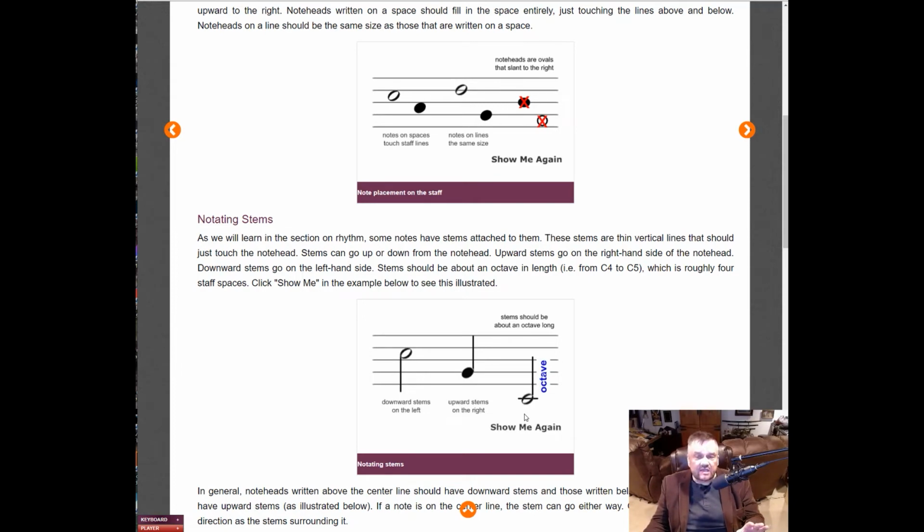You'll notice here that it has to do with the middle line being the breaking point, okay? Notes that are written above this middle line, the stem has to point down. Notes that are written below the middle line, the stem has to point up. But please, please bear in mind, music is not an exact science. There are exceptions to every rule, which is one of the reasons why music can be so confusing. So we're going to talk again more about this, but this is the general rule that you should follow.